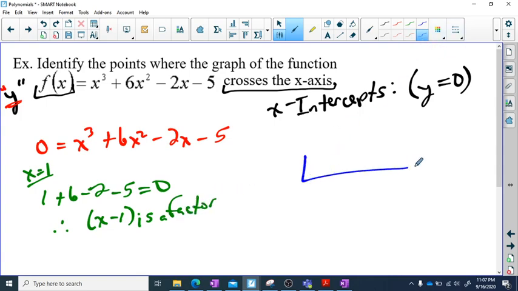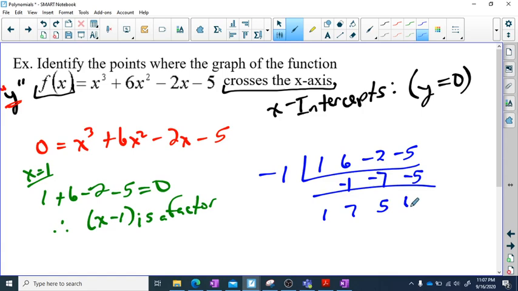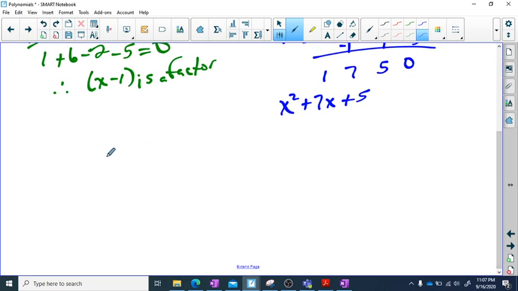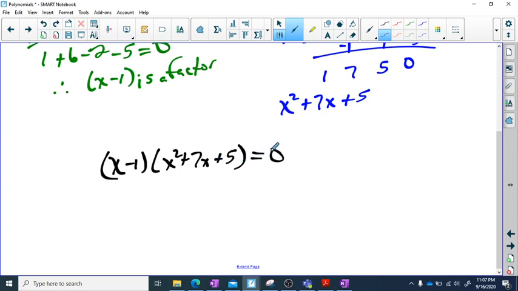Synthetic division to get another one. This will put a minus 1 in front, a 1, a 6, a negative 2, and a negative 5. Bring down your 1, multiply, subtract, multiply, subtract, multiply, and you subtract. That gives me x squared plus 7x plus 5. That would generate the two factors, x subtract 1 and x squared plus 7x plus 5. Those two multiplied together give me 0.